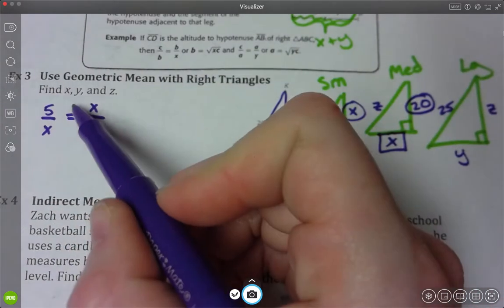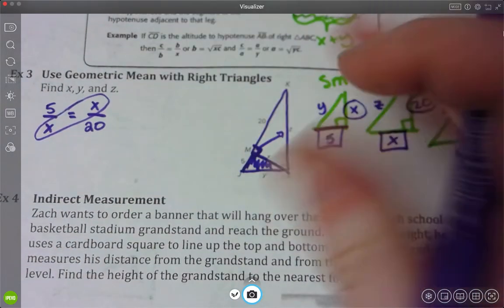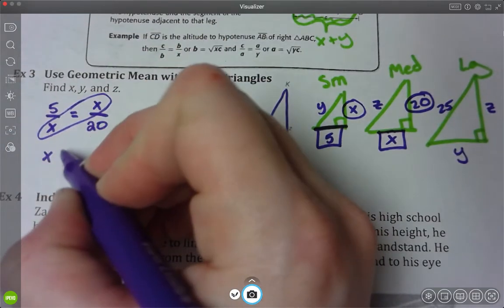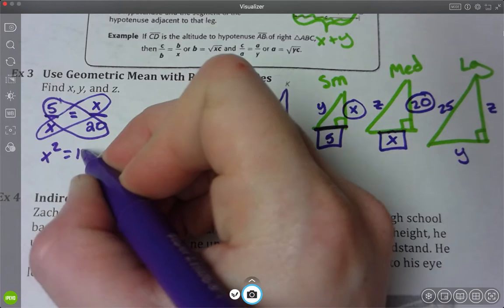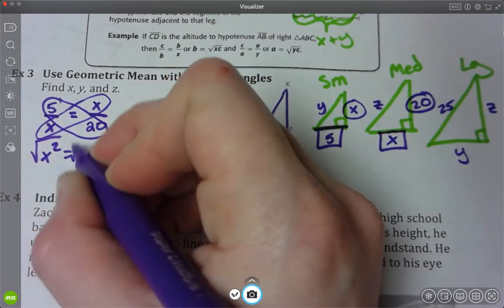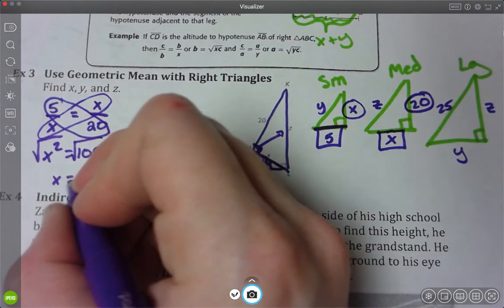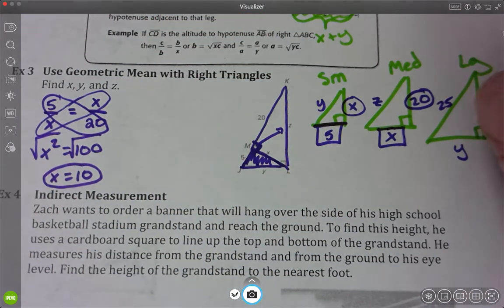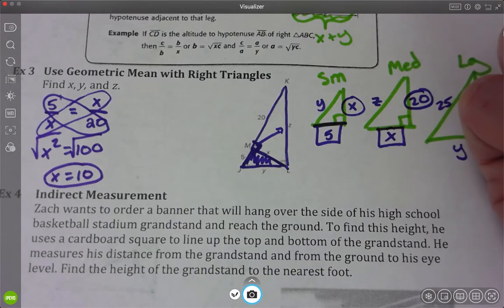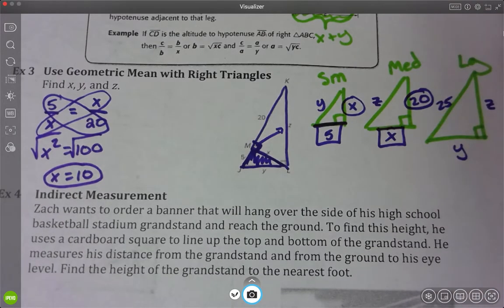What we can do is we can take the X's, multiply them together, and take the 5 and the 20, multiply them together. That is, I think, 100. Take the square root. That comes out really super nice. So X is 10. Okay, now we didn't run into any problems here because we're not solving for X's and Y's at the same time. We only solved for X, so that was really nice.